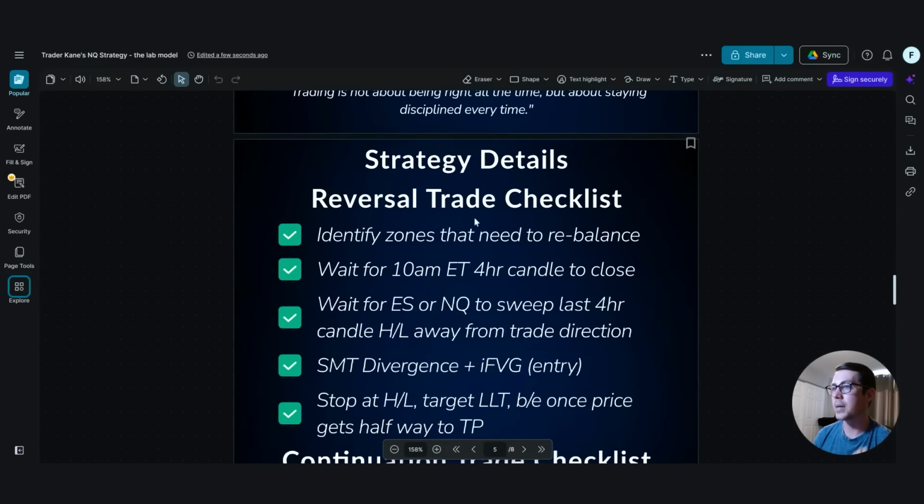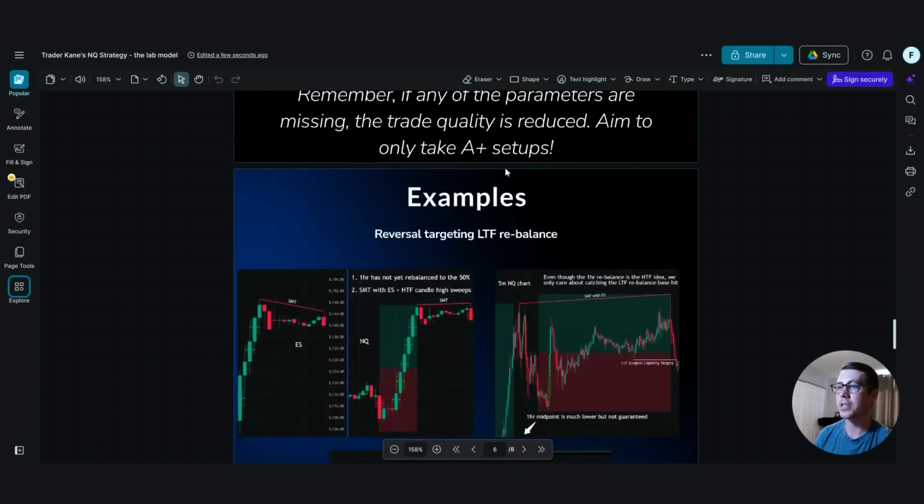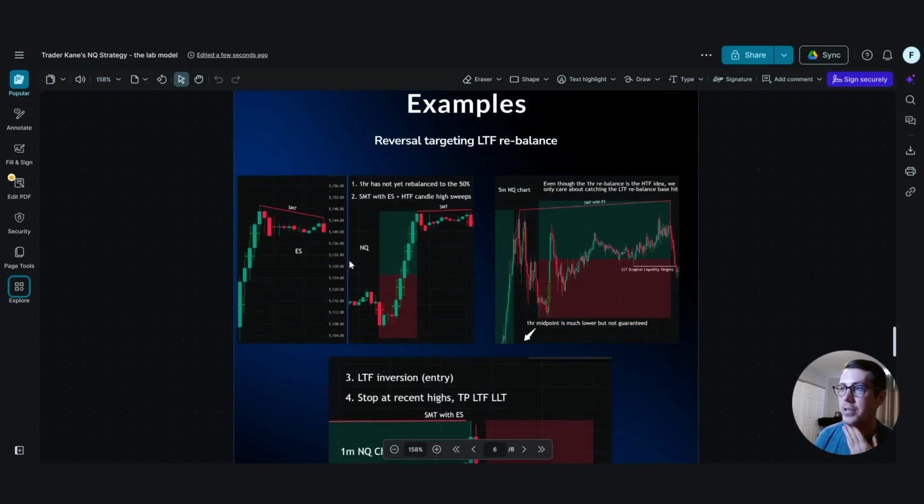So let's look at a few examples. I've got the checklist laid out for you guys, both for the reversals and the continuations, but let's look at a couple of specific examples. I tried to show different charts for what this looks like. So in this first example, we are looking at a reversal, targeting that low time frame rebalance.